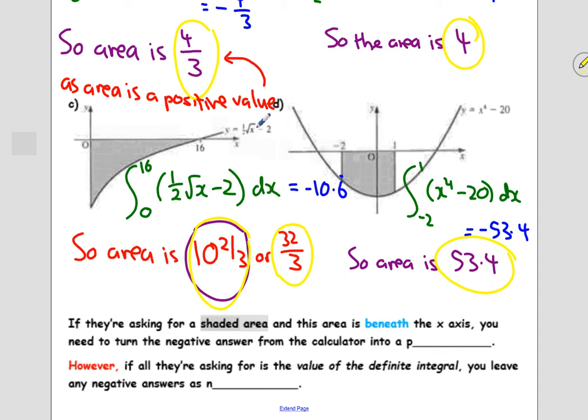So in summary, for that bit, if they're asking for the shaded area and this area is beneath the x-axis, you need to turn the negative answer from the calculator into a positive. But if all they're asking for is the value of the definite integral, you leave the negative answer as a negative. It's only because in our universe, we don't have negative areas.